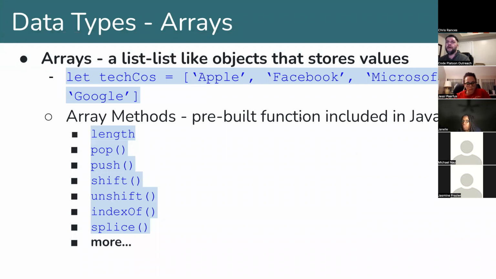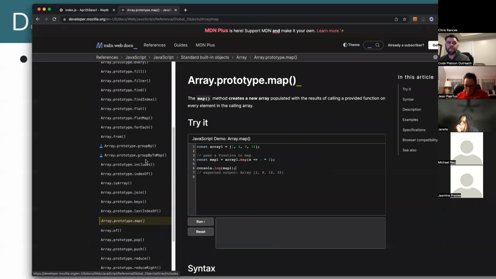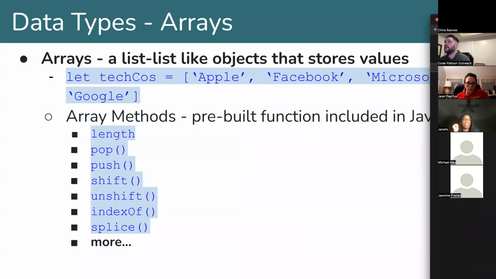So, pre-built functions included in JavaScript. Some of these we can tell what they do right away, like length. If I were to do length, it's going to tell me the length of it. Pop, push, shift, unshift, just by looking at them, it doesn't really tell you what they're doing, but what they're doing is removing or adding elements into the array to either side of the array. We've then got indexOf and splice. These are different ways to modify the array. And as you can see, this is just a short list. These are all of them, basically, and there are probably 40 or 50 of them just on an array.